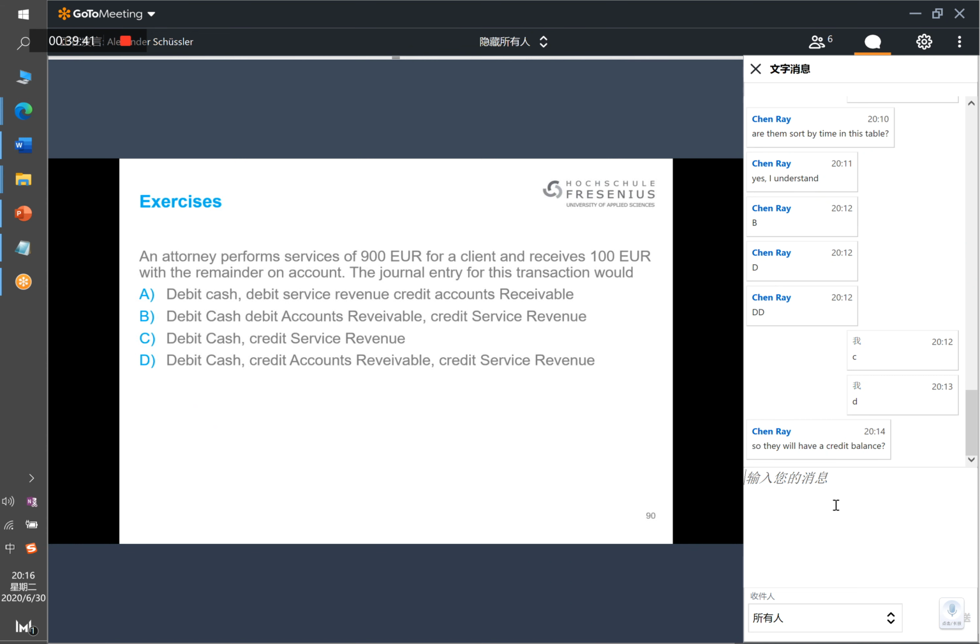An attorney performs services of 900 euro for a client and receives 100 euro with the remainder on account. The journal entry for the transaction would be: debit cash, debit service revenue, and credit accounts receivable. Debit cash, debit accounts receivable, credit service revenue. Debit cash, credit service revenue. Or debit cash, credit accounts receivable, and credit service revenue? What do you think?